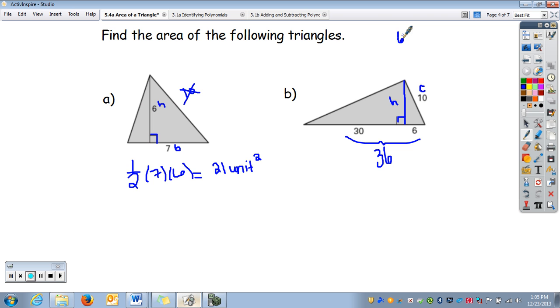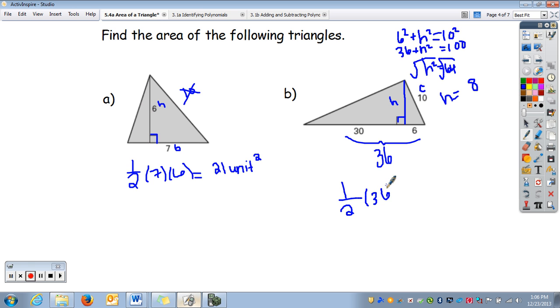So I'm going to do 6 squared plus h squared equals 10 squared. 6 squared is 36, equals 10 squared, which is 100, minus... Well, we get h squared equals 64. Square root. My h is 8. So now I can find the area of my triangle. So I go 1/2 my base, which is 36, times 8.